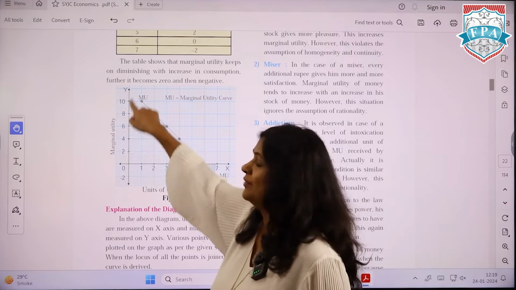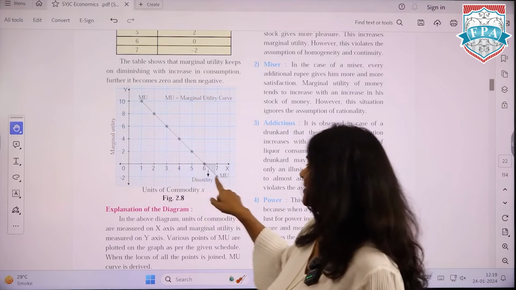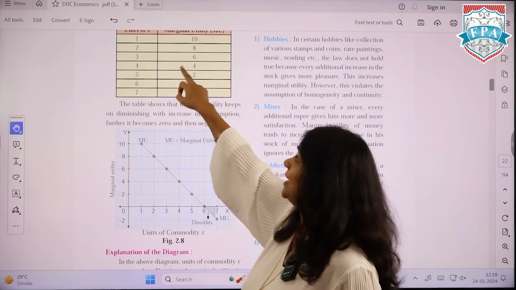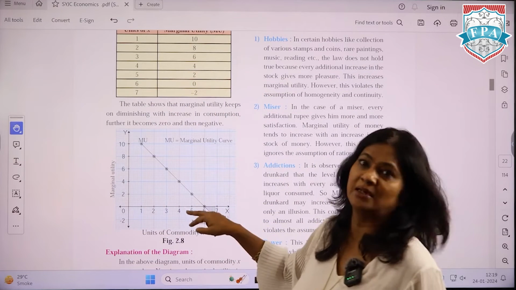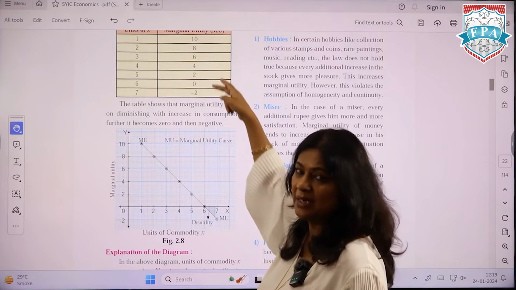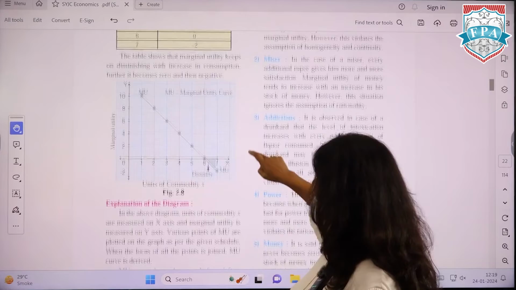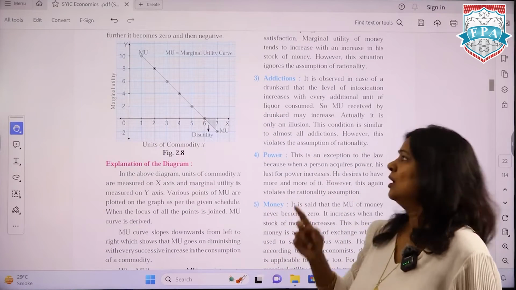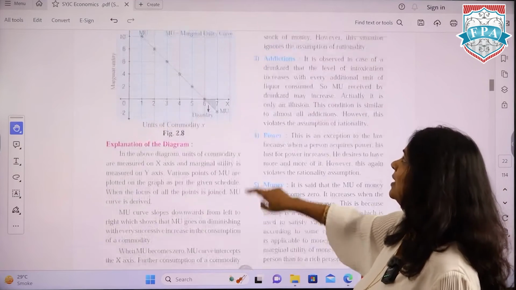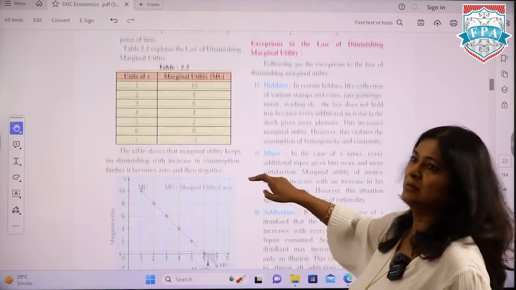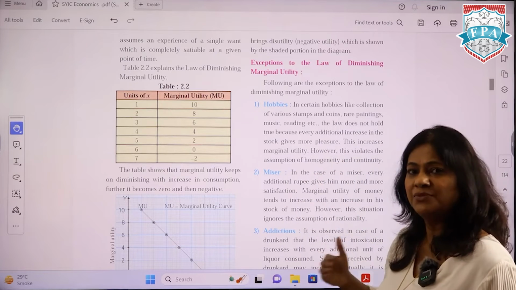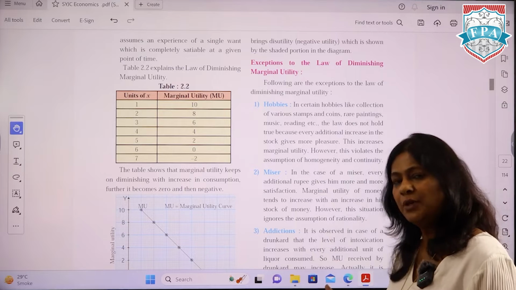तो ऑन द वाई एक्सिस यू हैव एमयू, ऑन द एक्स एक्सिस यू हैव डिस यूटिलिटी. जरूरी से प्लीज मेक द टेबल एंड देन मेक द ग्राफ, राइट? सो प्लीज ग्राफ, टेबल आपने बना लिया तो ग्राफ बनाना इजी है, ग्राफ को लेबल करना, और वही 3 बातें जो मैं आपको बता रही हूं उसी बात को आपको लिखना है. द पॉइंट डिमिनिशिंग मार्जिनल यूटिलिटी का है तो यू जस्ट हैव टू कीप ऑन सेइंग दैट एज वी कीप ऑन कंज्यूमिंग द यूटिलिटी कीप्स ऑन फॉलिंग.